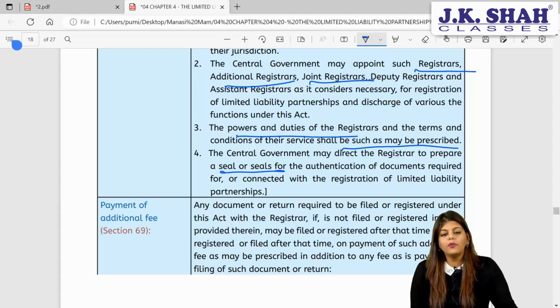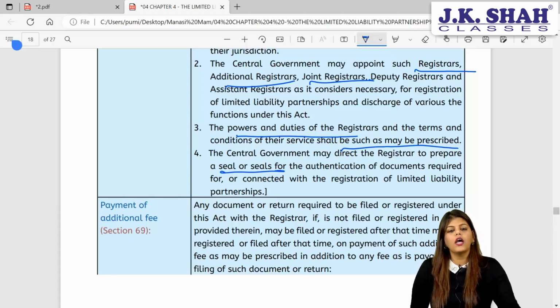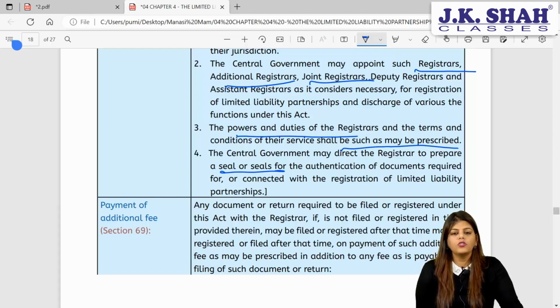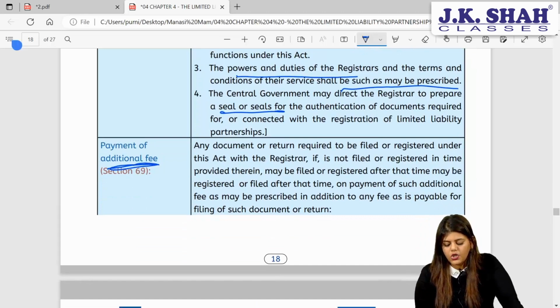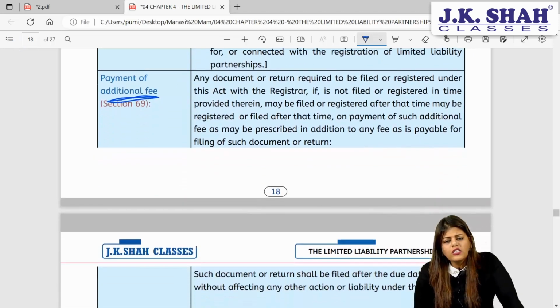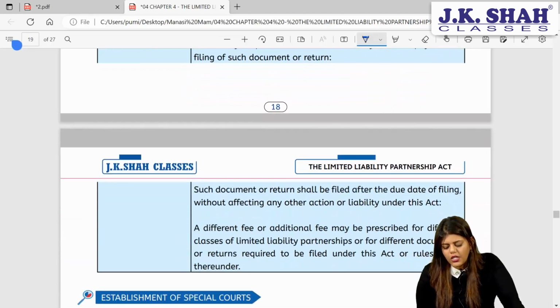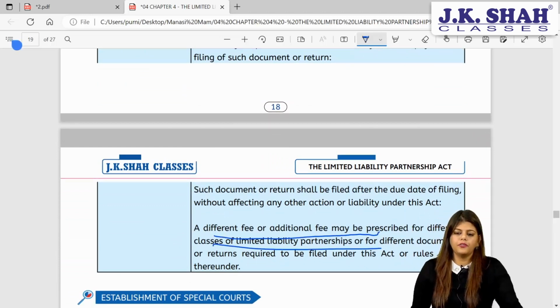Next, what was the time limit for you to submit your statement of accounts and solvency? 6 months. And the annual return, 60 days. If you are a little late, it will be okay, you just have to pay the additional fees. What is the additional fee? They have not given it. They are just saying that for different fees, for different classes of LLPs it will be given.